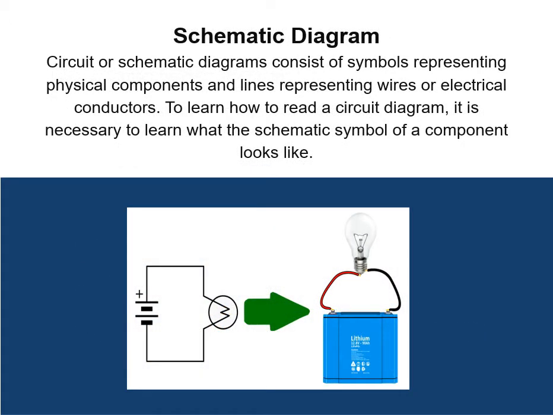Let's start. A schematic diagram or a circuit diagram consists of symbols representing physical components and lines representing wires or electrical conductors. To learn how to read a circuit diagram like this one, it is necessary to learn what the schematic symbol of a component looks like.